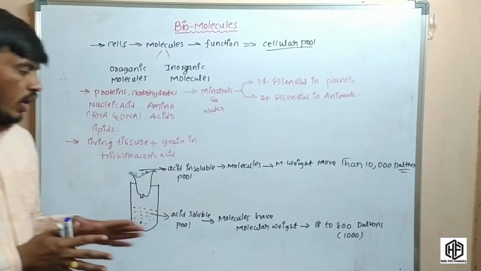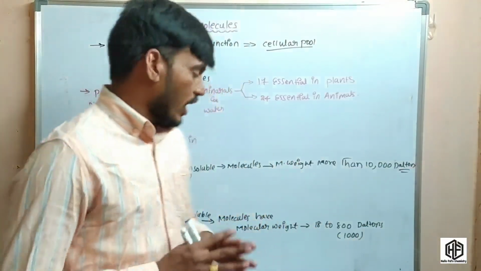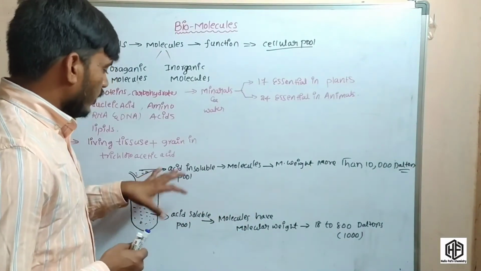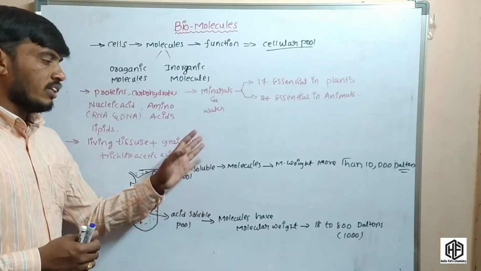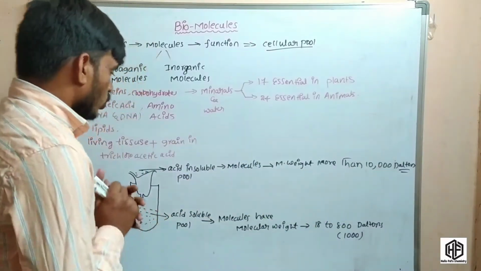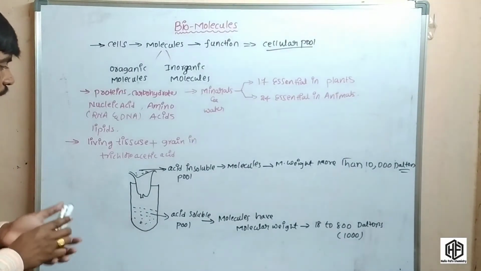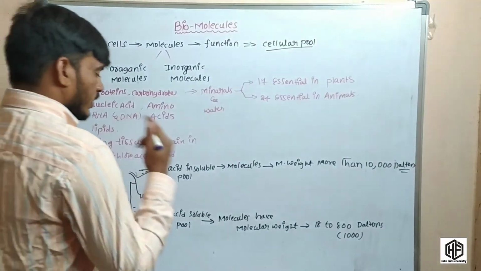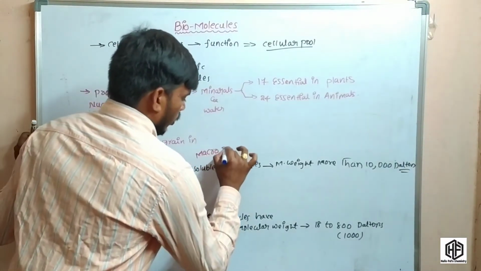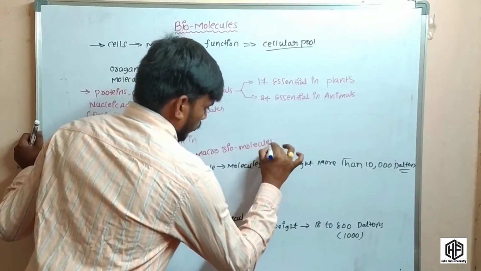In this acid soluble pool, the molecules have a molecular weight of 80 to 800 Daltons, while in the acid insoluble pool, the molecular weight of the molecules is more than 10,000 Daltons. So, the examples of the acid insoluble pool and acid soluble pool. Here this acid insoluble pool is nothing but macro biomolecules.